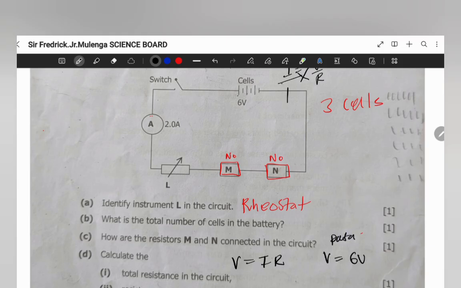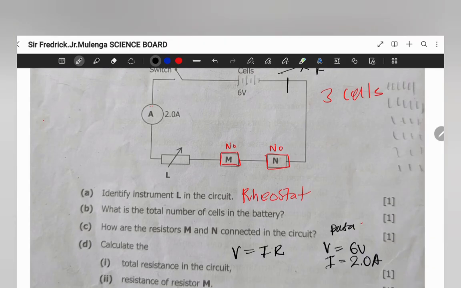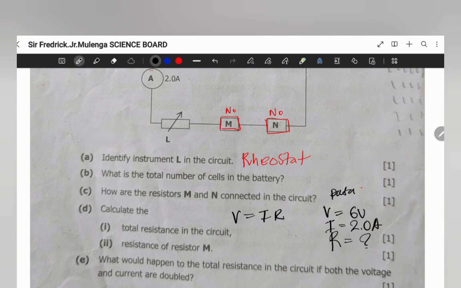If we correct the data, you'll find that the voltage given on the cells or battery is 6 volts. Then the current, given the reading on our ammeter, is 2.0 amps. Then what are we looking for? We are looking for resistance. So we'll just take those variables and plug them into our formula.